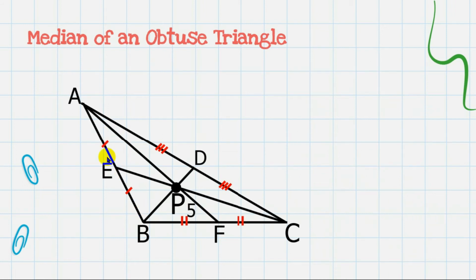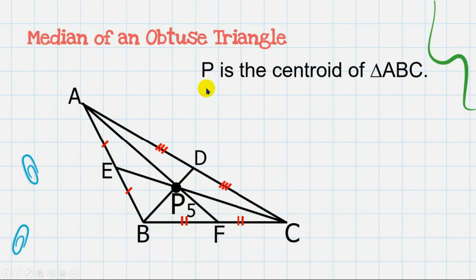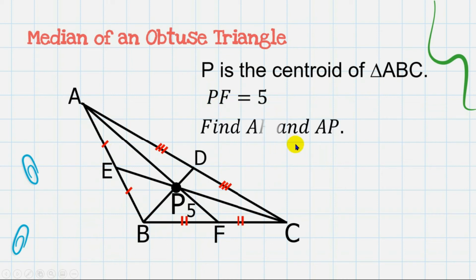Here we have still the triangle ABC, same medians. But this time we have the measurement of segment PF, which is 5. Segment PF is from the centroid to the midpoint. Point P is the centroid of triangle ABC, and line segment PF is 5. The question is, find the measurement of the median itself, AF, and also AP. In this case, we can find AP first before we find AF.